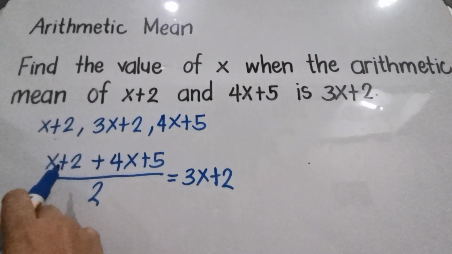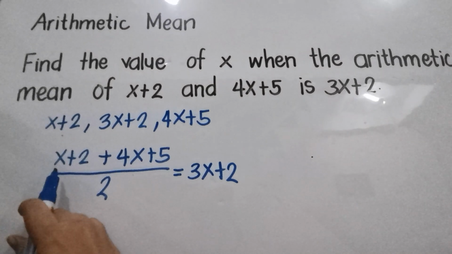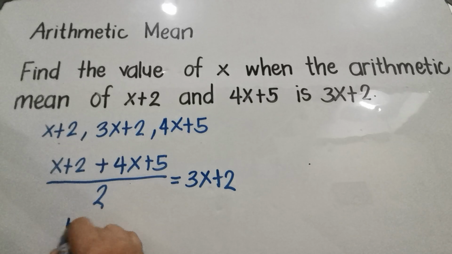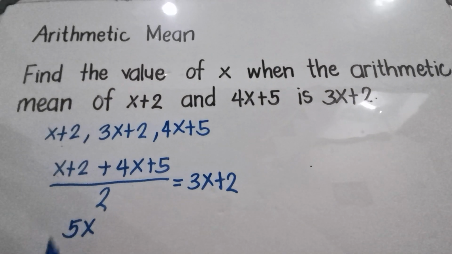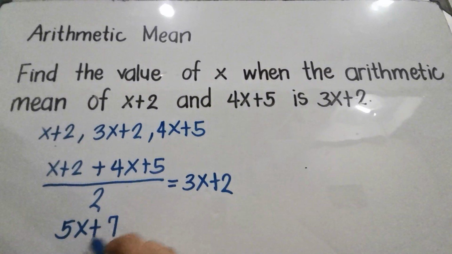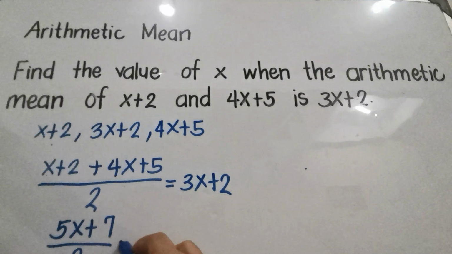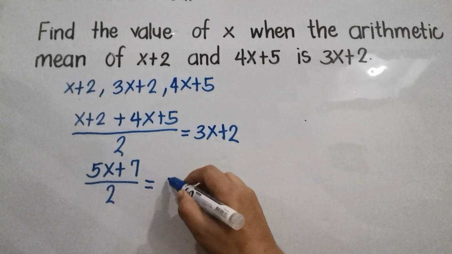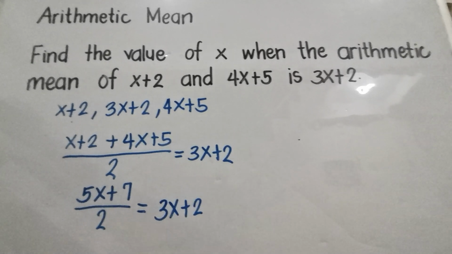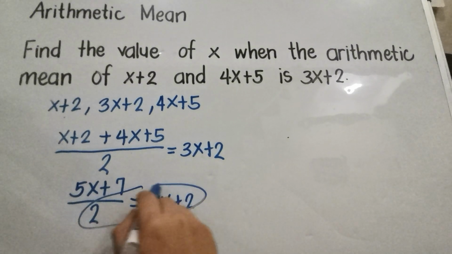Then for the numerator, we'll combine the common terms. So let's start with x. x plus 4x equals 5x. Then the constant, 2 plus 5 equals 7, over 2. Then it's equal to 3x plus 2. Now, to eliminate the denominator, we can do cross multiplication.